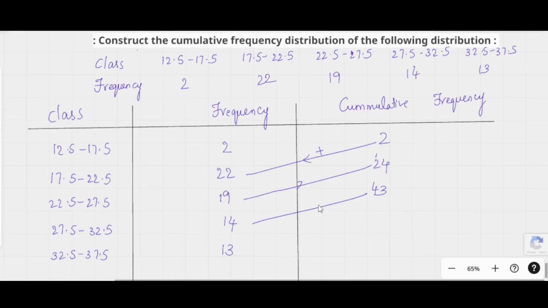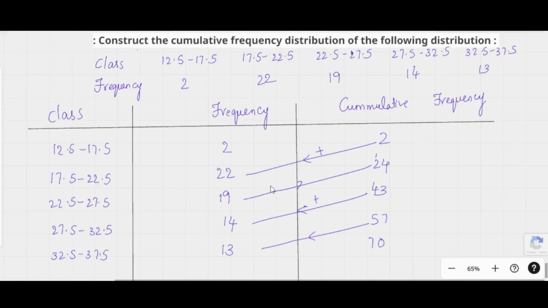43. Again add the next frequency. 43 plus 14, that is 57. Again 57 plus 13. 7 plus 3 is 10, 6, 7, 70. So these are the cumulative frequencies of the given distribution.